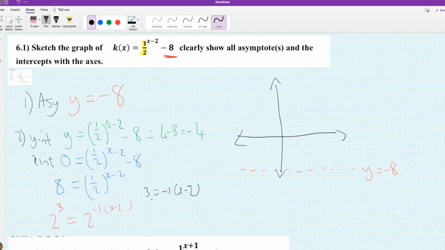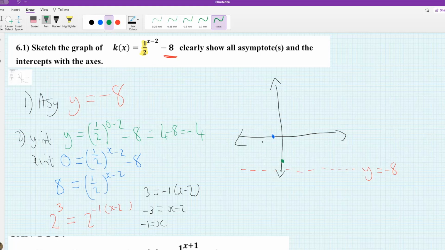And then if you divide both sides by minus 1, you get minus 3 equals x minus 2. And then if you bring the 2 across, it's a plus. So I get that my x-intercept is minus 1. So there's the minus 1, and the y-intercept was minus 4.